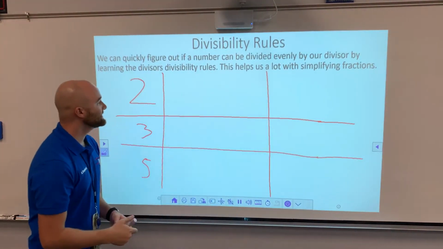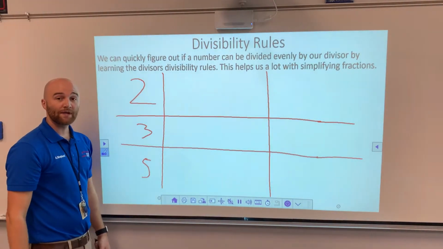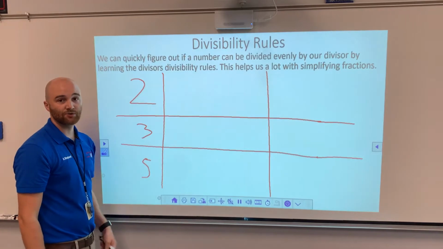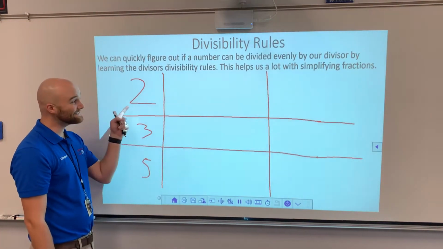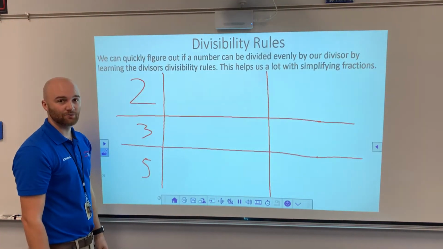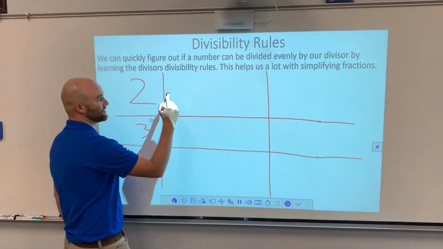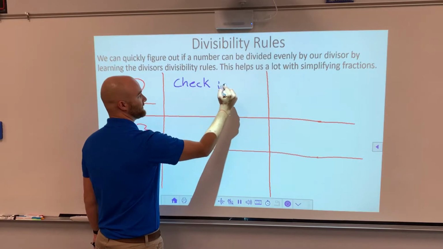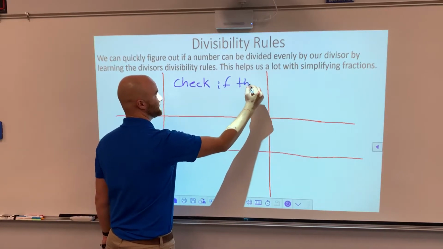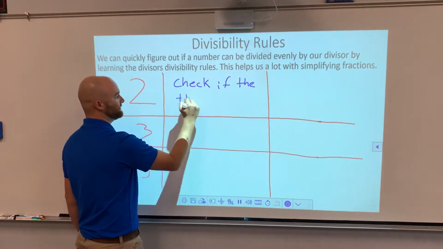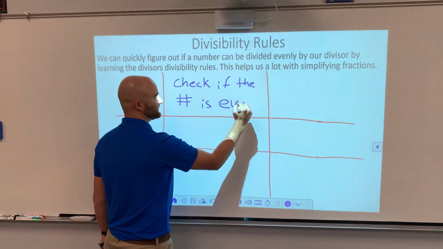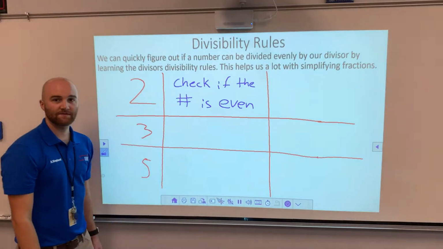So, let's look at 2. We can tell right away if a number is divisible by 2, that means if it will be able to be easily divided by 2, if the number is even. So we check if the number is even. If the number is even, it's divisible by 2.